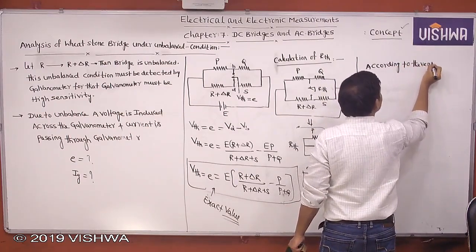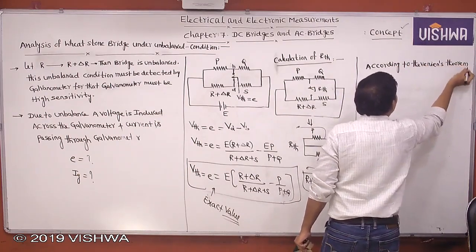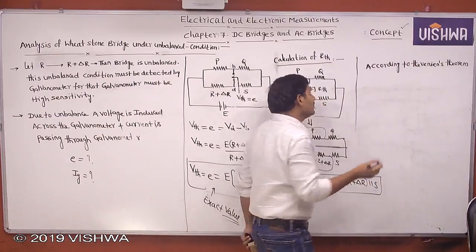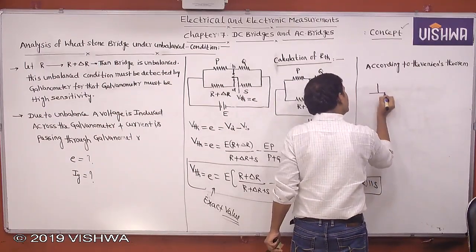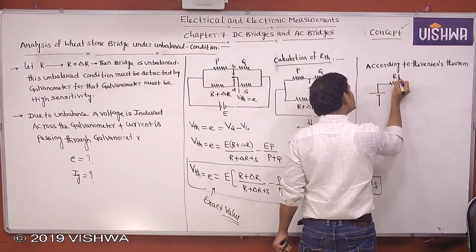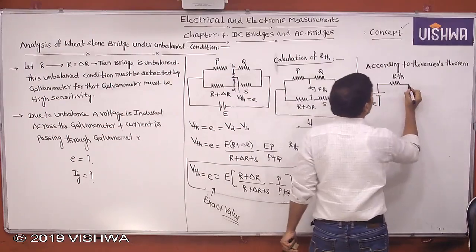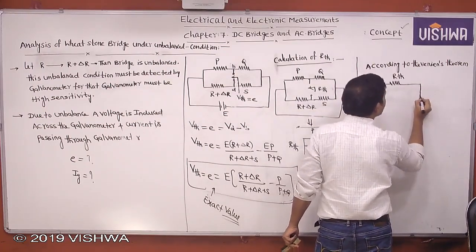Thevenin's theorem. Then how can you write? According to Thevenin's theorem, the Thevenin voltage is connected in series with the Thevenin resistance, RTH. Here VTH is equal to E. And we are calculating the current in the galvanometer.